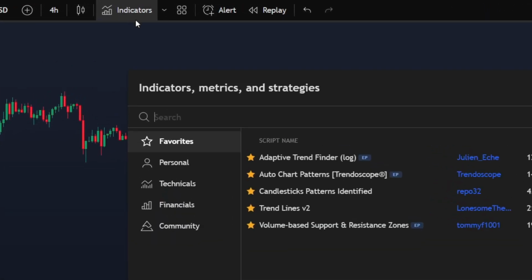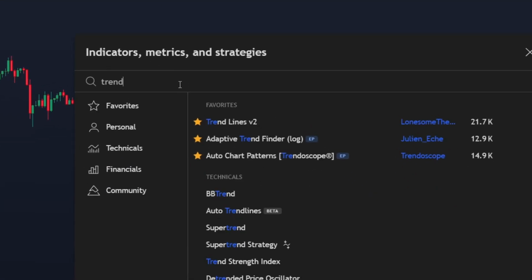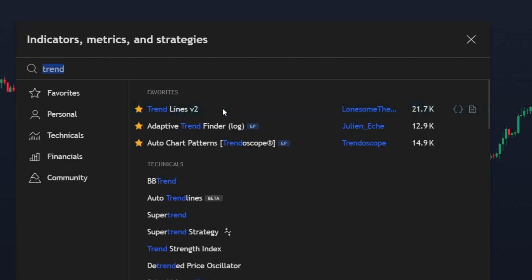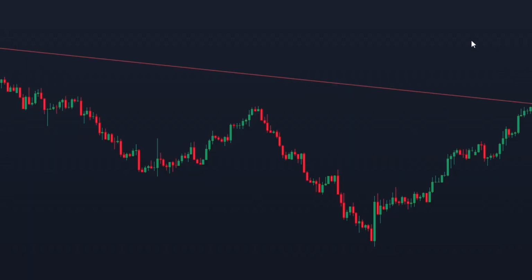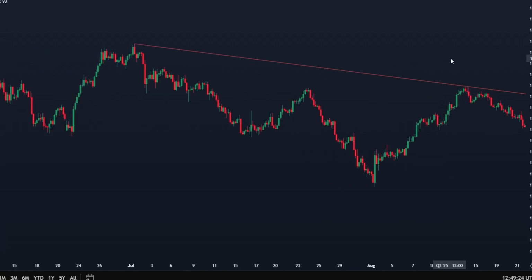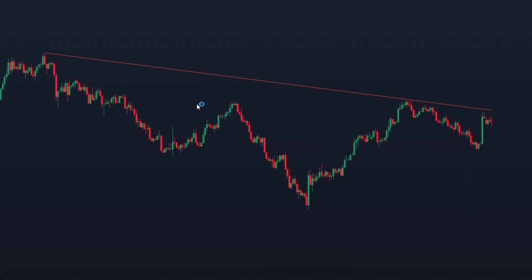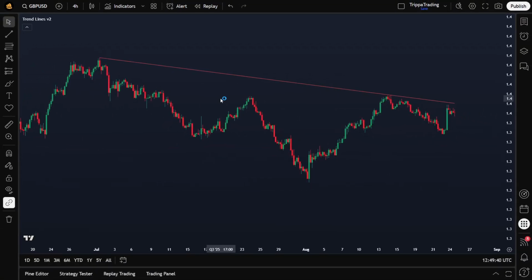First, I'll add a trend indicator. So I'll go ahead and click on Indicators, and I'll search for Trend Lines V2 by Lonesome the Blue. The moment I click it, you can see it automatically plots a clean trend line on the chart. Right now, price is in a downtrend, and the line is drawn exactly where it should be. The great part about this indicator is that it doesn't overload your chart with every single past line. It just focuses on the active trend and gives you the clearest line possible. That keeps things clean and easy to read.